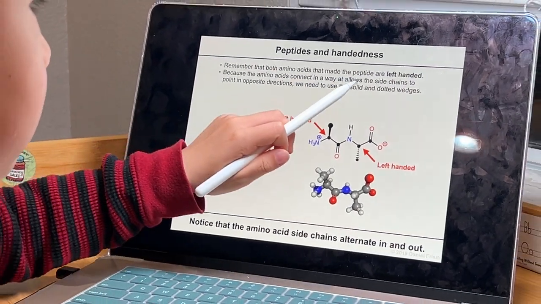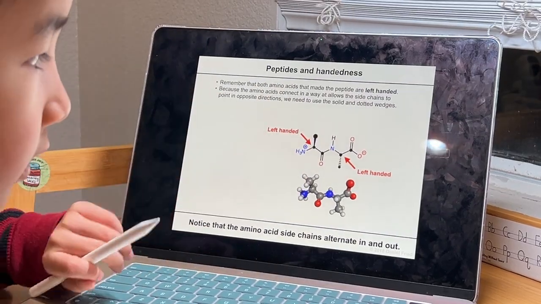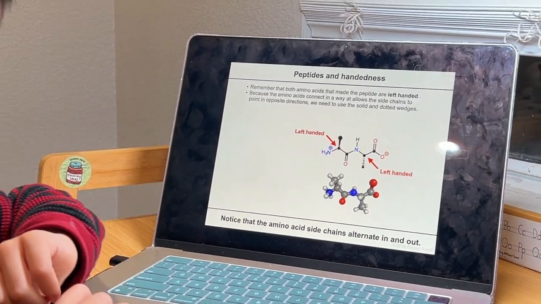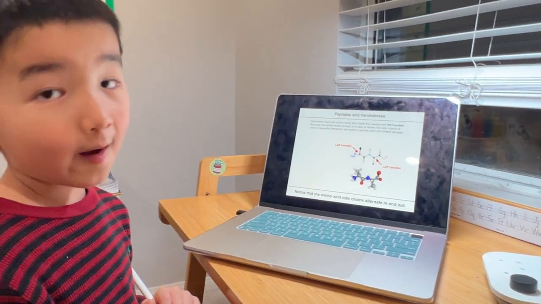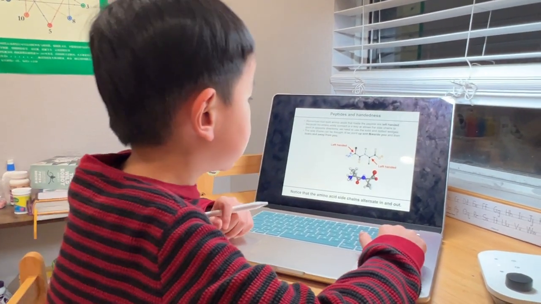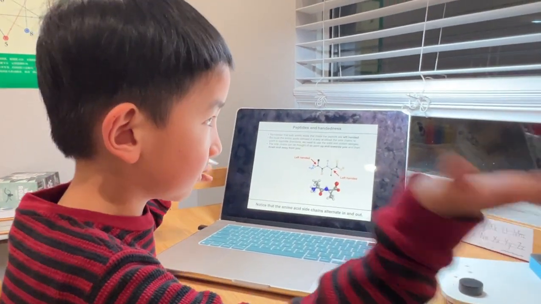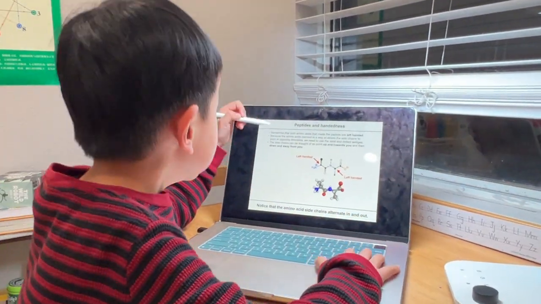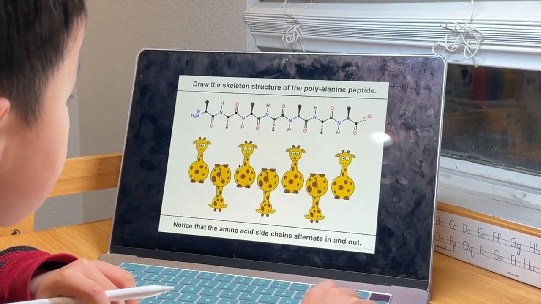I want to connect the amino acids in a way that allows the side chains to point in opposite directions, when you choose the solid and dotted wedges. The dotted wedges mean that you're pointing away, and solid points toward us. I think we did the wedges in the flavor molecules, but this is where it gets really important, in amino acids and peptides, just like in a protein, which is the main part of biochemistry. So side chains can point up and towards you, and down and away from you.